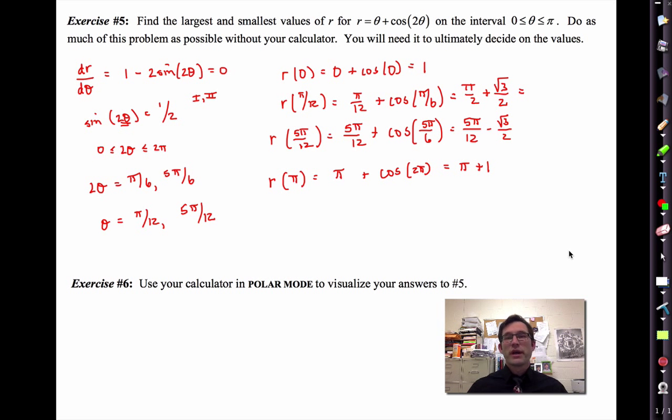Now, it's a little bit tricky, and we could talk a lot about number sense. I'm fairly certain that r of pi is bigger than r of 0. There's no question about that. So these two aren't too bad. But if we evaluated this, it'd be 1.128. This would be 0.443. This one would be 4.142.